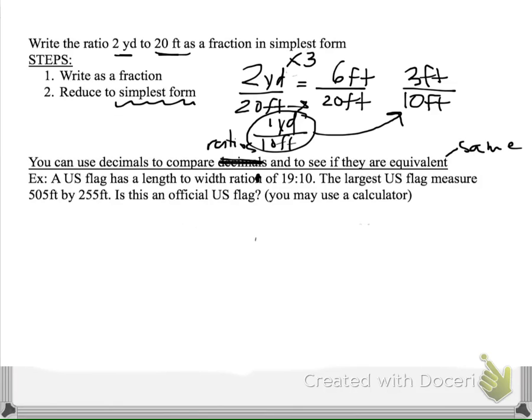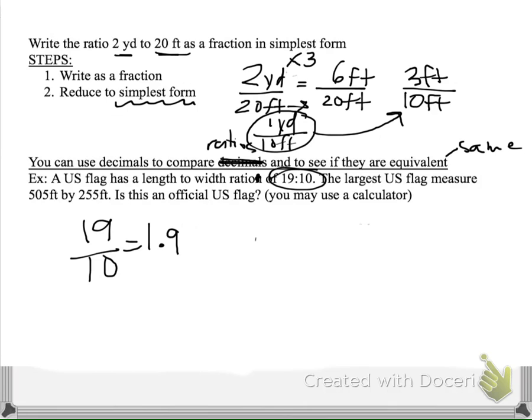The largest U.S. flag measures 505 feet by 255 feet. Is this an official U.S. flag? So I know that the official flag is 19 to 10. I'm going to write that as a fraction, 19 to 10. For this unit, you will be able to use calculators, which I told you in class today. So what I would do on my calculator, I would punch in 19 divided by 10, and I would get an answer of 1.9. This is also called a unit rate, which we'll talk about next lesson.